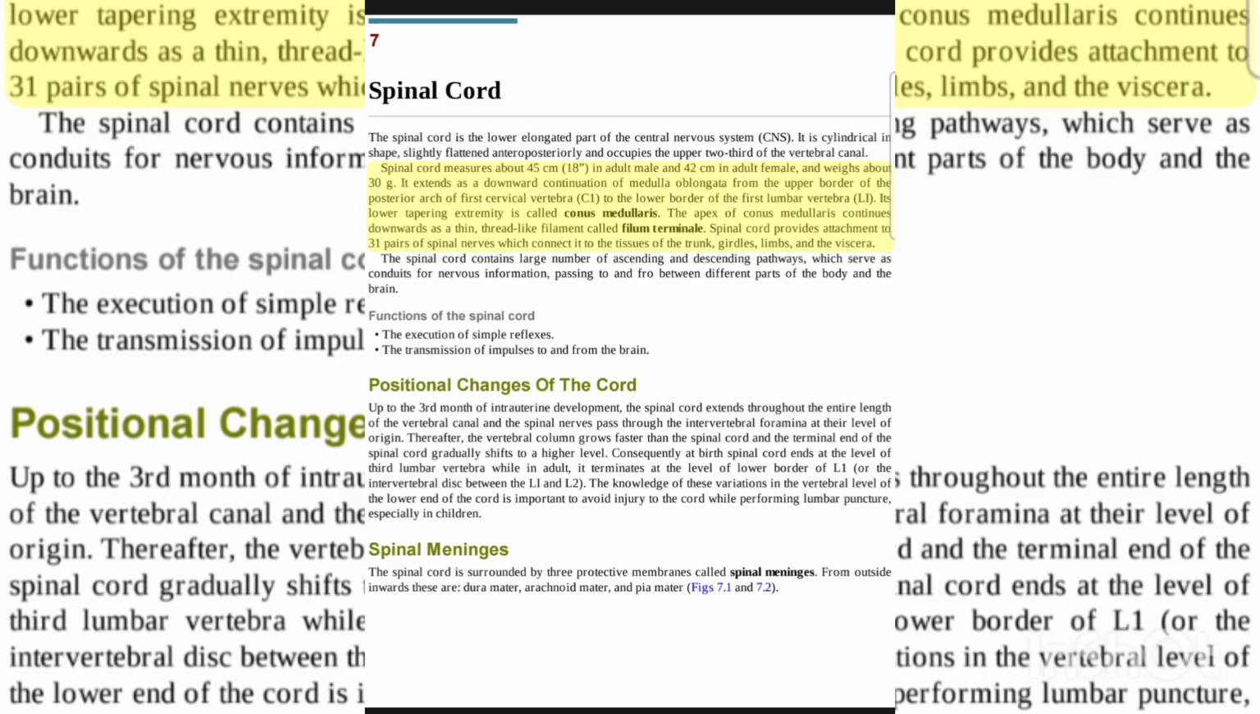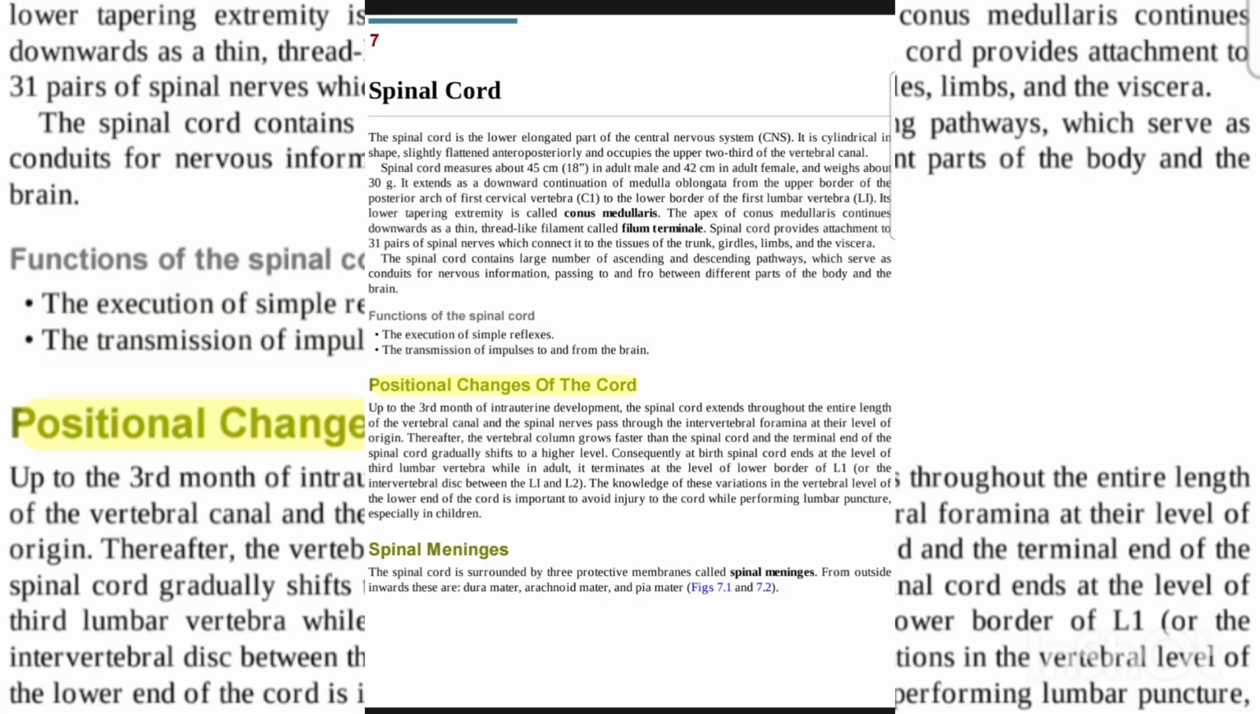Spinal cord provides attachment to 31 pairs of spinal nerves which connect it to the tissues of the trunk, girdles, limbs, and the viscerae. The spinal cord contains large number of ascending and descending pathways, which serve as conduits for nervous information, passing to and fro between different parts of the body and the brain. Functions of the spinal cord. The execution of simple reflexes. The transmission of impulses to and from the brain.